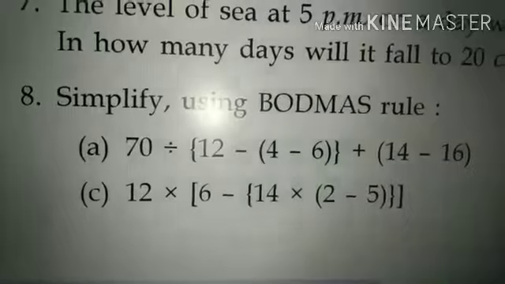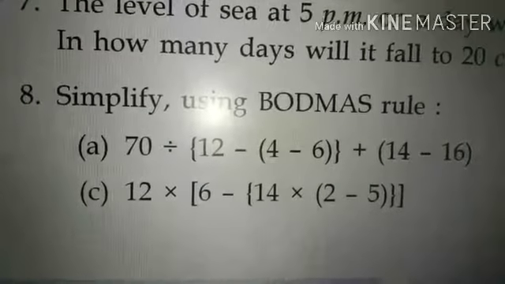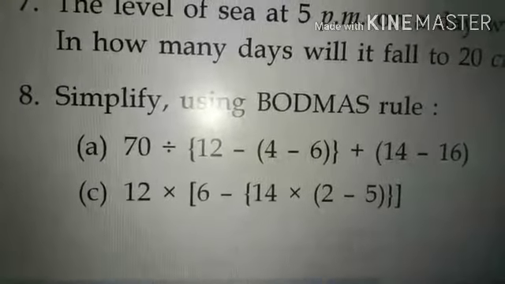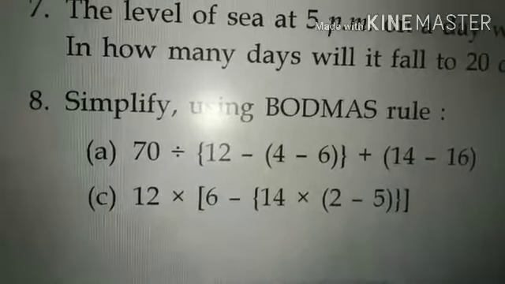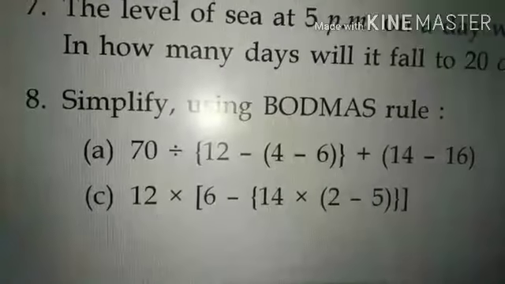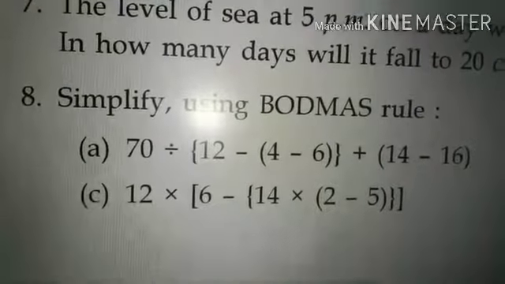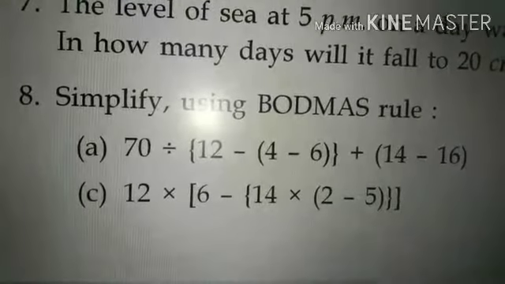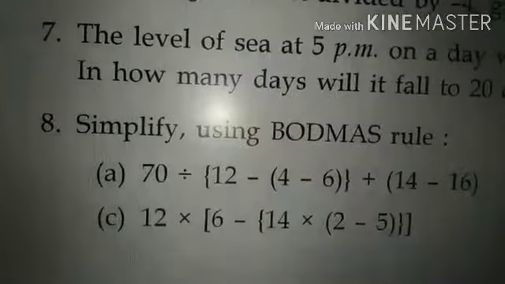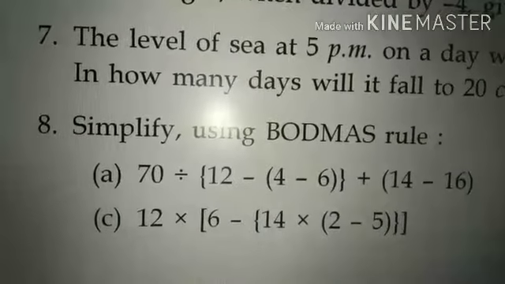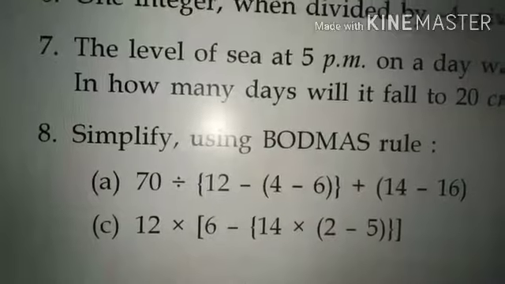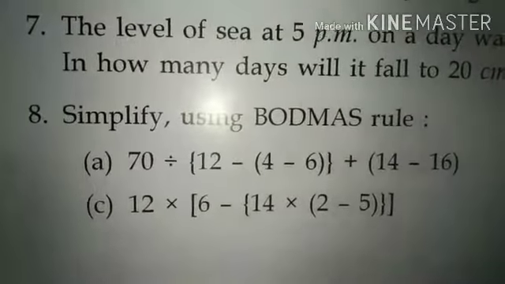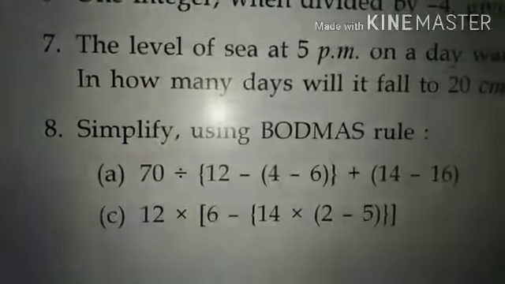70 divided by, in curly bracket, 12 minus, within small bracket, 4 minus 6, close the small bracket and close the curly bracket, plus within small bracket 40 minus 16. So to solve these types of expressions you have to learn the rule of BODMAS. Students, in previous class we have learned the rule of BODMAS.